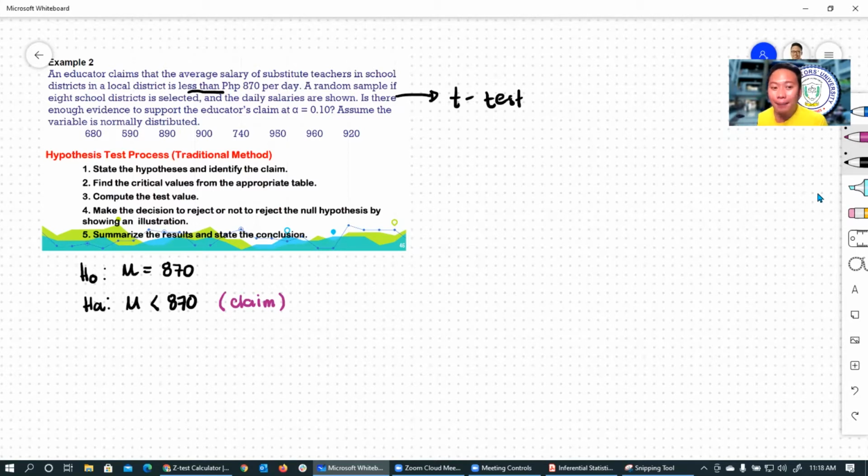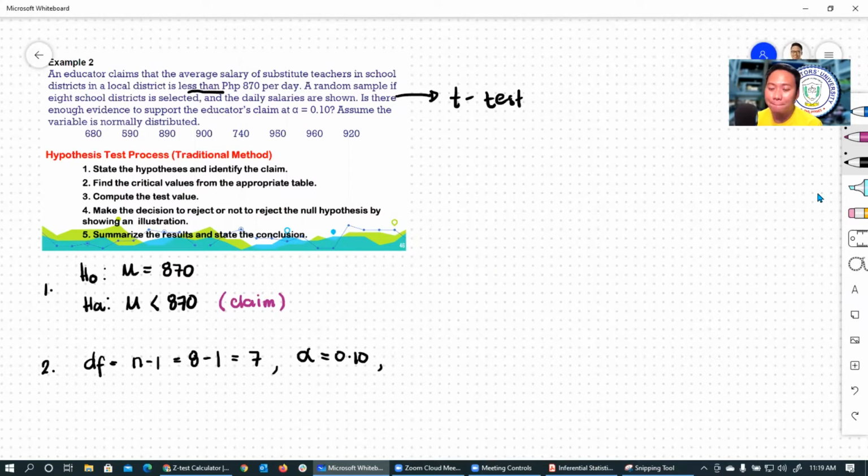Step two. Finding the critical values using the T table. Okay, T test. So I'm going to write step one and then step two. First, we're going to take a look at degrees of freedom. Degrees of freedom is n minus 1. Our n here, guys, is a random sample of 8 schools. So it's going to be 8 minus 1 equals 7, right? And our alpha is 0.10. Is this a one-tailed test or two-tailed test?